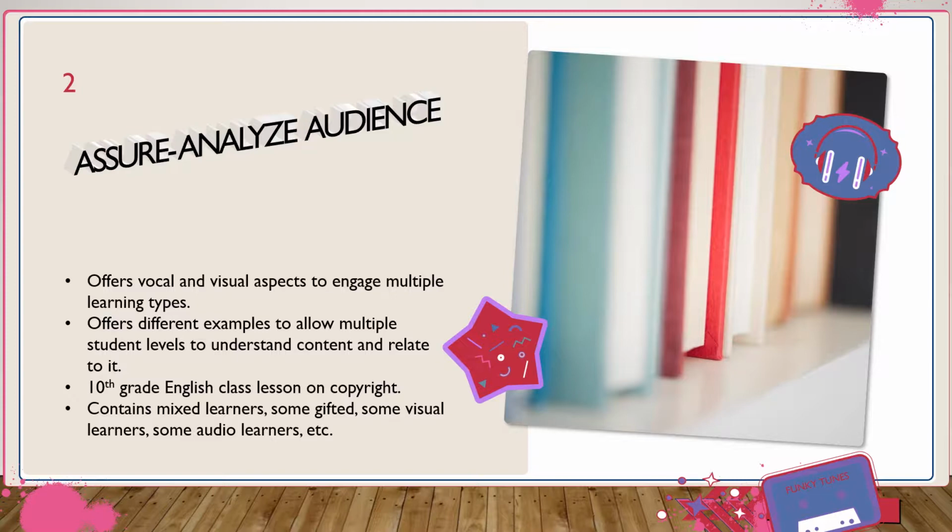We need to keep in mind that this contains a mixed learners environment. Some of the students are gifted, some might be visual learners, some audio learners, and etc. So we need to offer different vocal and visual aspects to engage multiple different types of learners and allow different examples to help incorporate the different student learning levels so they can all understand it equally. In addition, adding additional resources towards the end of the copyright assignment will allow the students to do further research if they feel they need it, or if they need to go back and revisit.